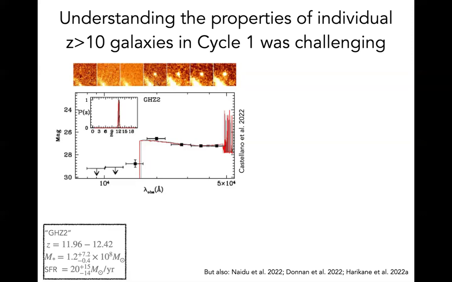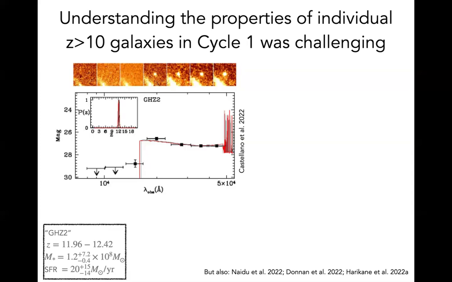These kind of photometric data were difficult to go beyond because these high redshift galaxies could either be at a lower redshift. The probability distribution of the SED fitting says they could even be a dusty star forming galaxy at redshift 4, or at redshift 14 or 12, similar to this guy.